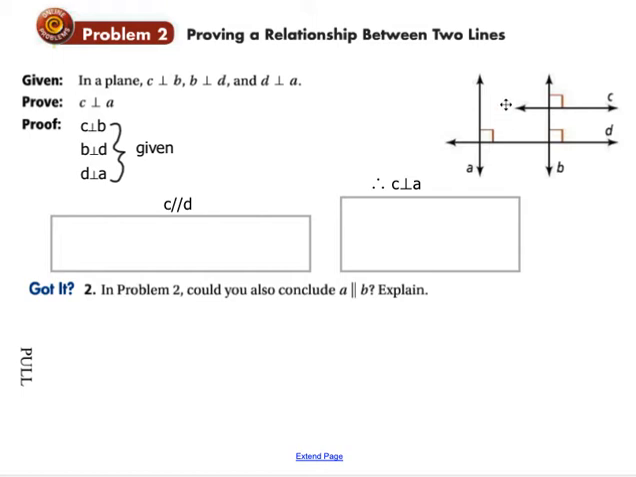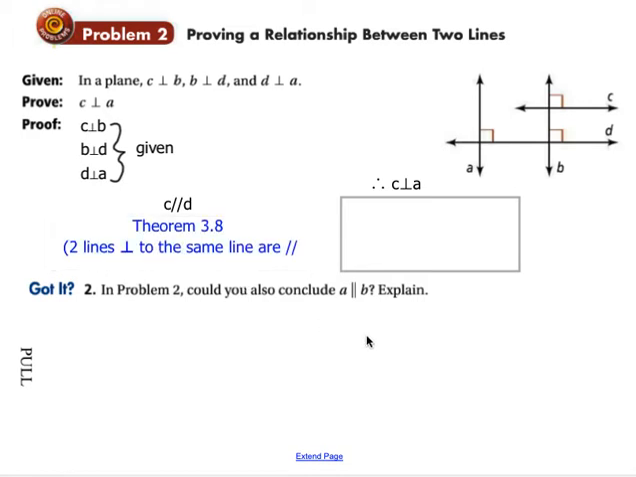So here's a problem for us. It says in a plane, so we're in a single plane, C is perpendicular to B. So this line here is perpendicular to B, and B is perpendicular to D, and D is perpendicular to A. We want to prove that C is perpendicular to A. So is line C at the top here perpendicular to line A? If we were to extend those, and they would intersect? Well, our givens are stated first, those three perpendicular lines to each other.